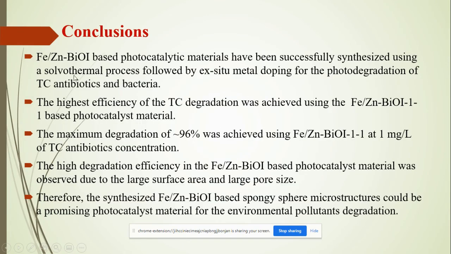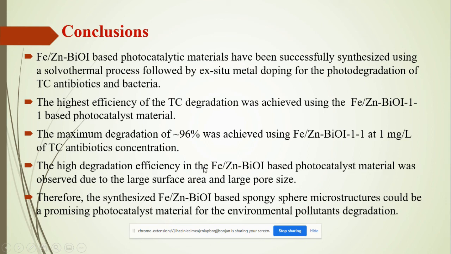In conclusion, we can say that FeZn based BiOI based photocatalyst material has been successfully synthesized using a solvothermal process followed by ex situ metal doping for the photodegradation of TC antibiotic and bacteria. The highest efficiency of TC degradation was achieved using FeZn BiOI 1:1 based photocatalyst material. The maximum degradation of 96% was achieved using FeZn BiOI at 1 milligram of TC antibiotic concentration.